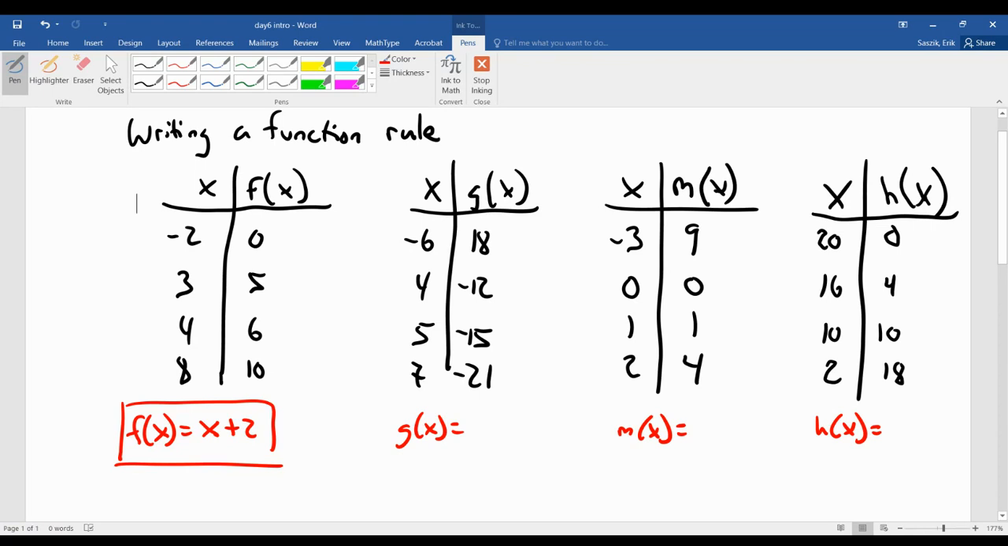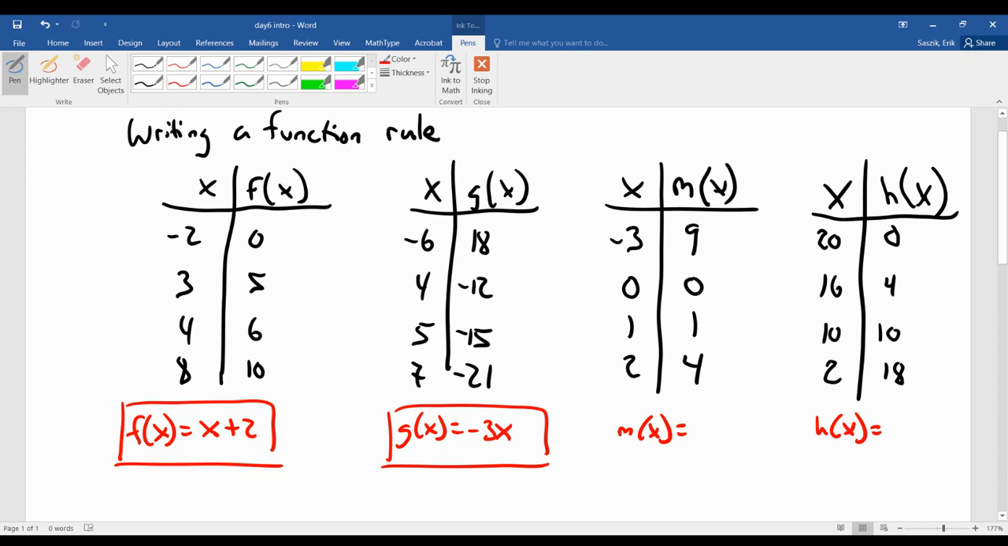Okay? Now look, this next one, to get from -6 to 18, I would have to add 24. But if I add 24 to 4, I don't get -12. That doesn't work. So you see, addition isn't going to work. Well, how else could I get from -6 to 18? Well, I could multiply by -3. How about if I multiply 4 by -3? Oh, that works. 4 times -3 is -12. 5 times -3 is -15. It works for all of them. So remember, I'm multiplying this by -3, but I don't write x times -3. I write -3x.